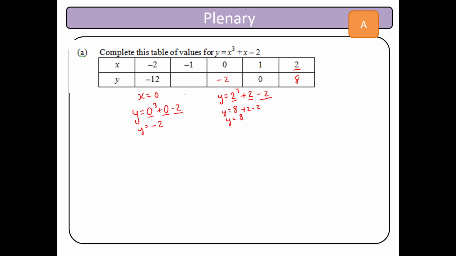And people only struggle with the negative numbers, so you've got minus 1 cubed plus minus 1 minus 2. Now let's remember, a plus and a minus next to each other becomes a minus. So y will equal, remember when I said a negative number cubed is still negative, so that's just going to be minus 1 minus 1 minus 2. So y equals minus 4. And that is done, and that would be perfect if you can do that.